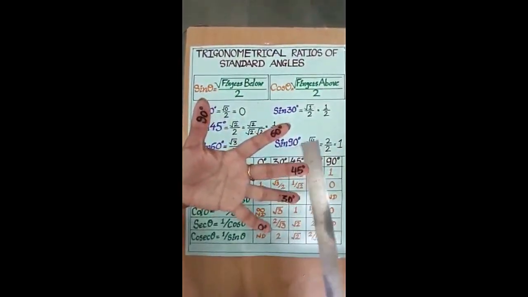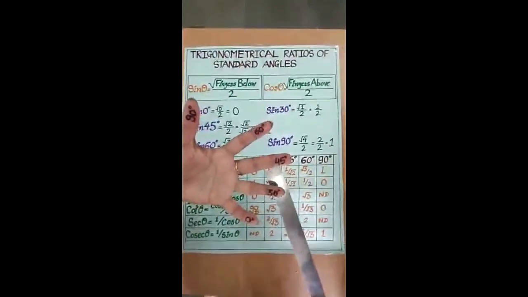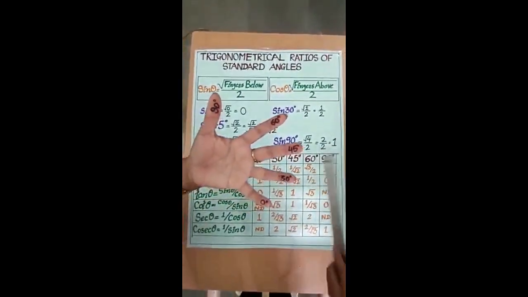So you will get all the trigonometrical values using this palm only. This is your magic trick.